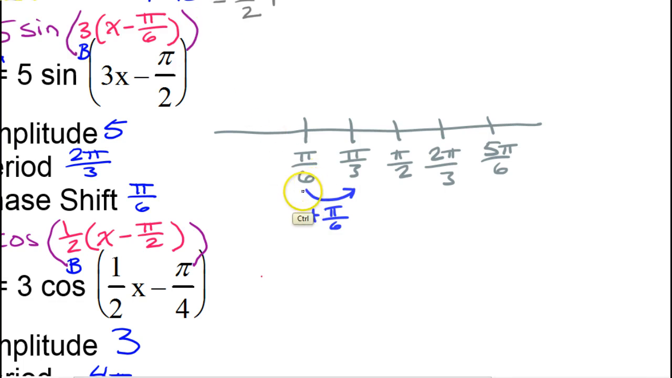So if I go to the left, now I'm going to subtract a quarter of a period. So I'm going to subtract pi over 6. And that will tell me what the marking will be. But if I take pi over 6 minus pi over 6, that is 0. So that means the y-axis is right here.